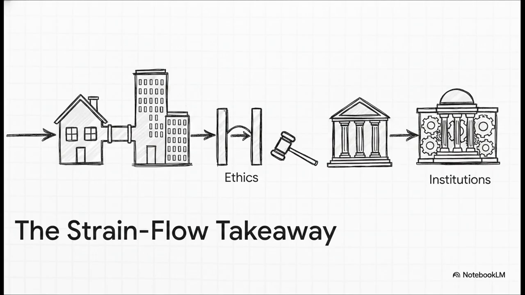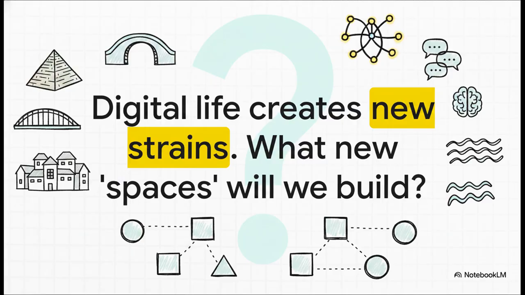What this all shows us is that life isn't about finding some perfect, stress-free balance. It's about navigating a constant, dynamic flow. And that leaves us with one final and I think really crucial question. For thousands of years, we've been building physical containers to manage our strain. So the big question for our time is this. Our digital world is creating all these brand new types of strain. So what new spaces are we building right now to handle them?